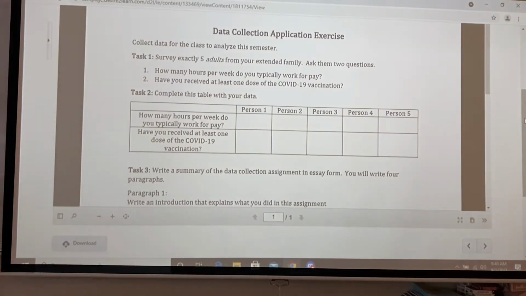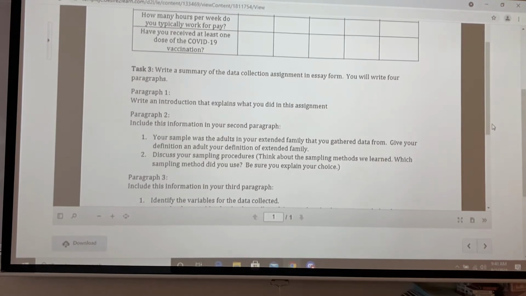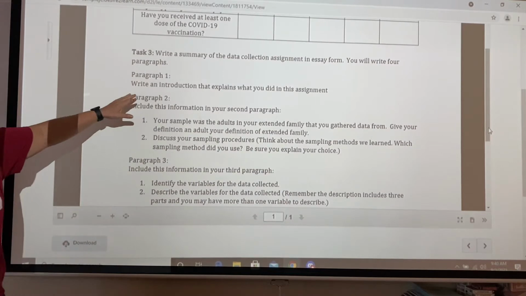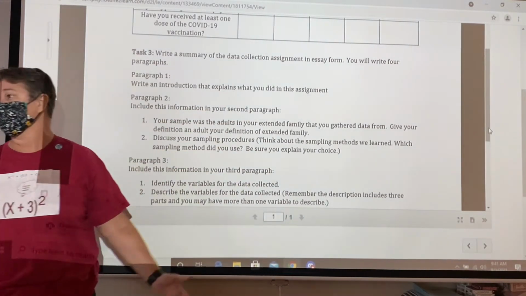Then, once you've collected that data, you're going to write me a summary telling me a little bit about what you did. I'm trying to get y'all where we can communicate our ideas here in this statistical environment. So we've got to be able to write a little bit. I know it seems like English. It is a little bit. So, my explanation here is you're going to write me 4 different paragraphs. In the first paragraph, you're just going to write an introduction explaining what you're doing in this assignment.